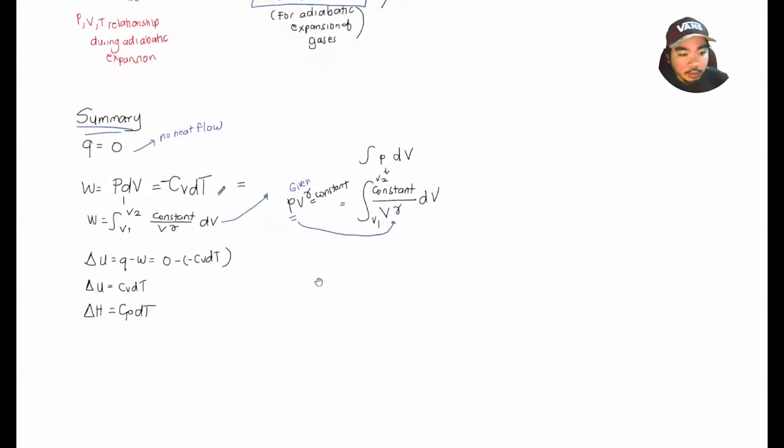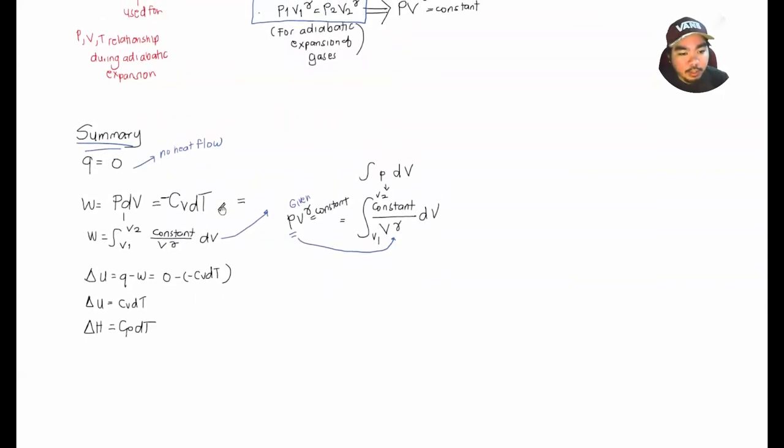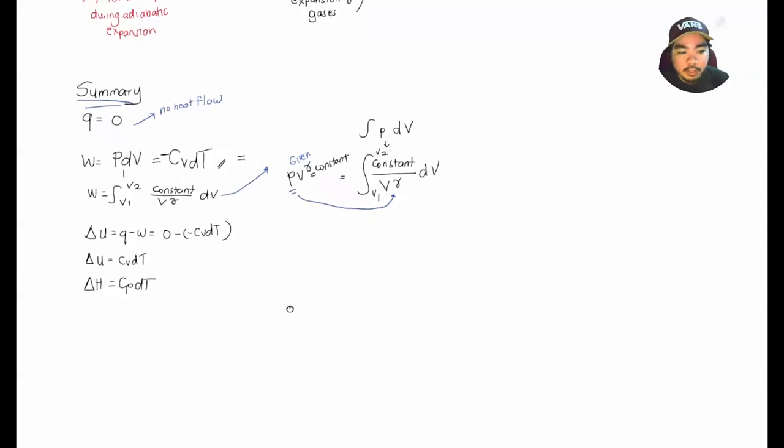Okay? So, yung delta U natin is equal to Q minus W. Therefore, delta U is just equal to the work term, or pwede rin, if we establish equivalence, negative CV dT. Okay? So, therefore, delta U is equal to CV dT, and delta H natin is just CP dT as well. Okay?